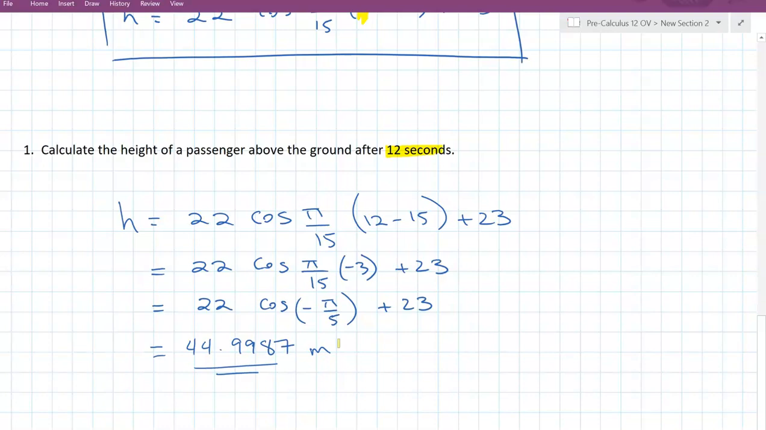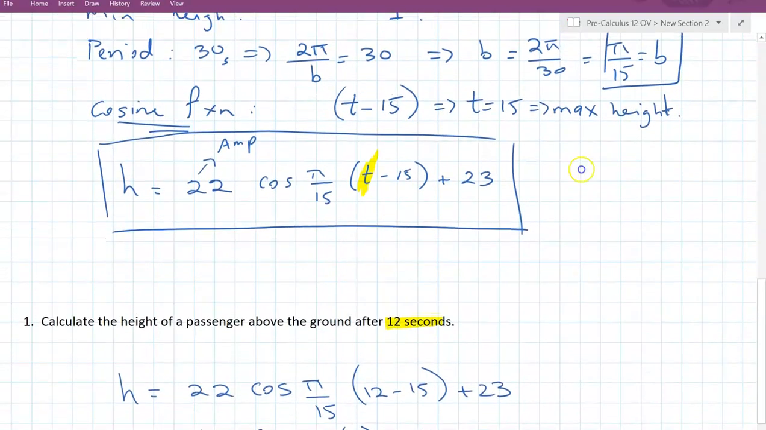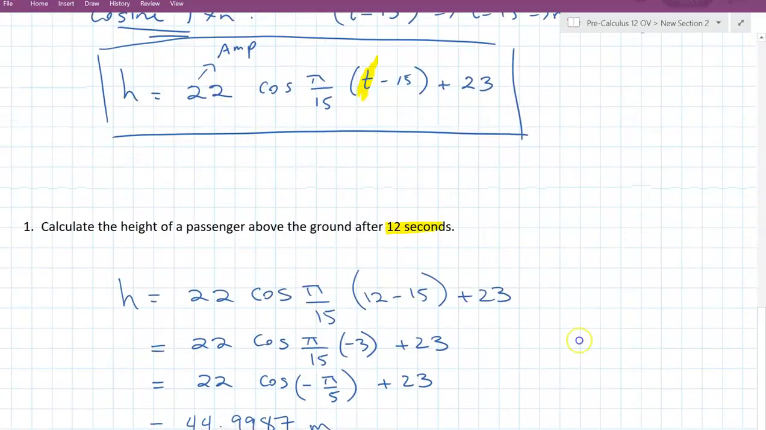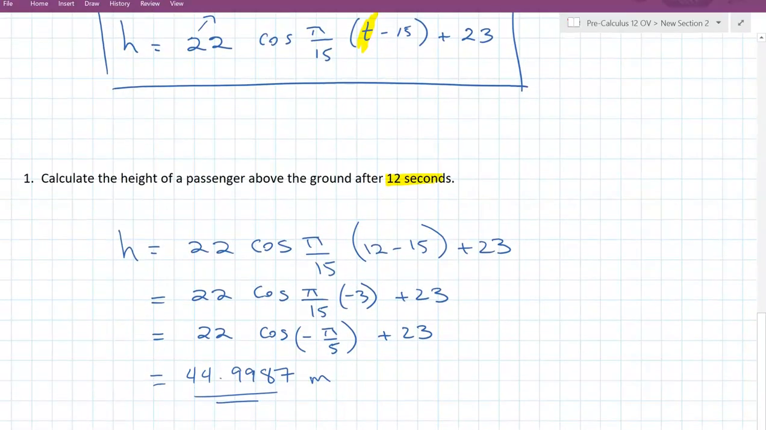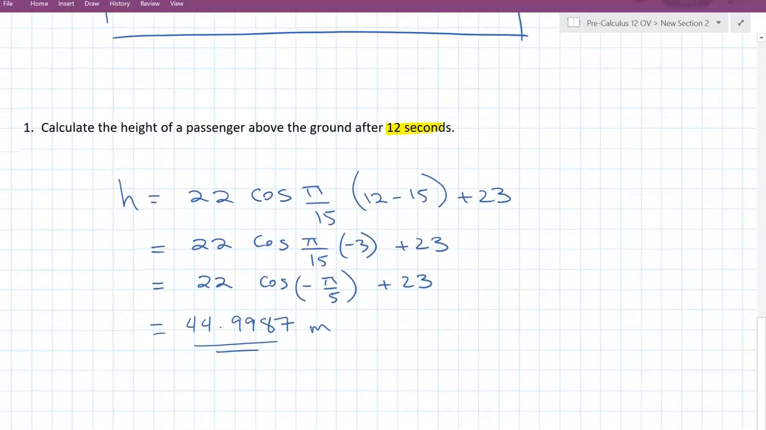And since the Ferris wheel is still turning at a decent speed, you notice that you're very close to the top. Now, if it was, let's say, the height at 5 seconds, then you plug in 5 there, and you notice that you're significantly lower, of course, in terms of the height.